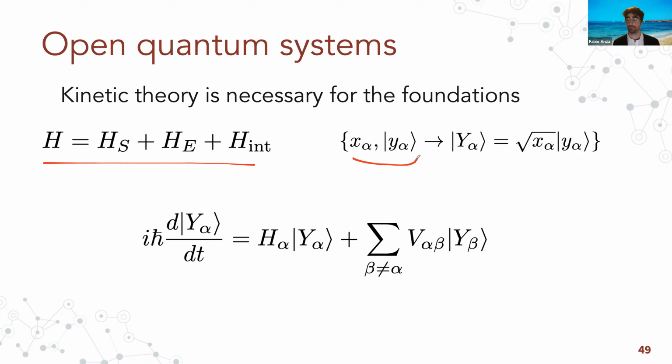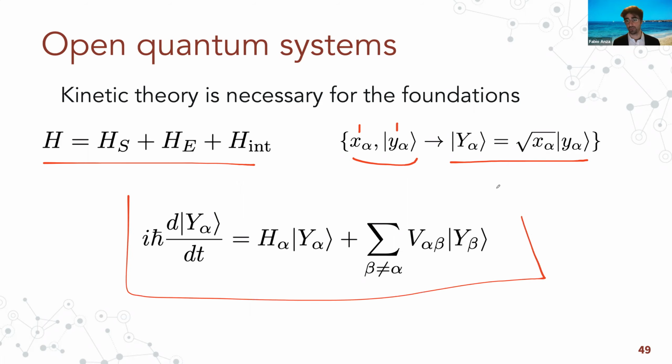Essentially, for finite environments, the geometric quantum state is a sum of Dirac deltas. So you have two sets of variables, the x_alpha and the y_alpha, and this is just for mathematical convenience, for compactness of presenting the evolution. You can define a unique vector, a non-normalized vector in the Hilbert space that is square root of x_alpha times y_alpha. And you can check that the global Schrödinger equation maps into this equation.